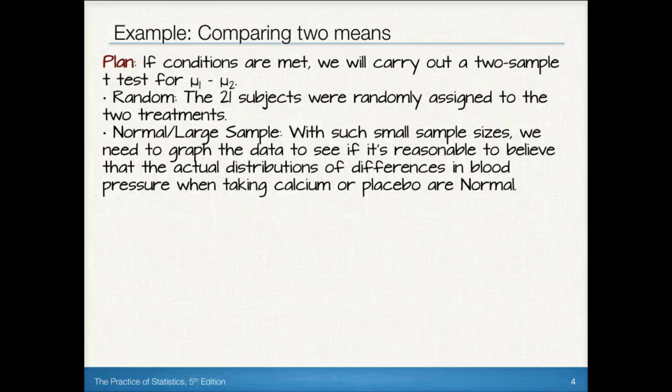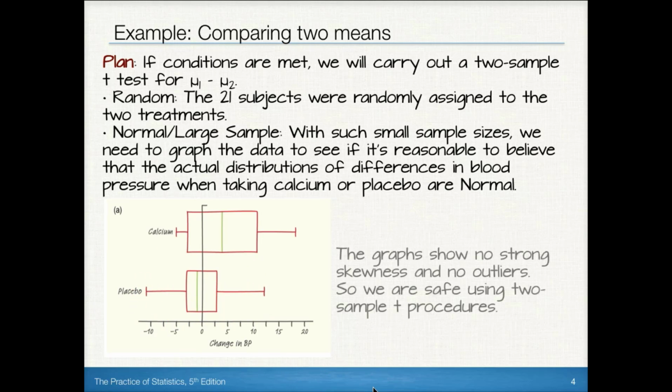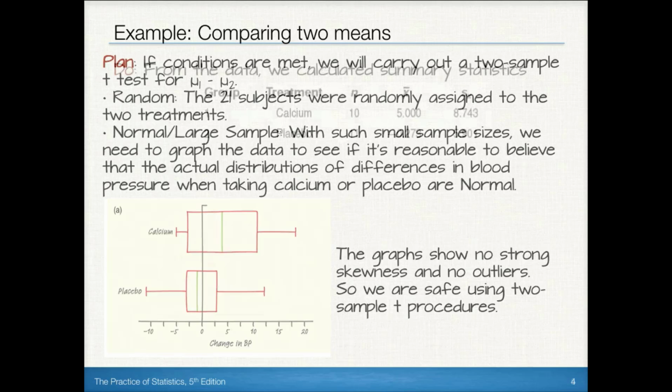For a normal, large sample, we note that with such small sample sizes, we need to graph the data to see if it's reasonable to believe that the actual distributions of differences in the blood pressure when taking calcium or placebo are normal. When we look at these comparative box plots, we don't have any evidence in our experimental group, the calcium group, of strong skewness or any outliers. And likewise in our placebo group, when we plot that sample data, we don't see strong skewness or any outliers. The graphs don't show those, so we're safe using two-sample t procedures.